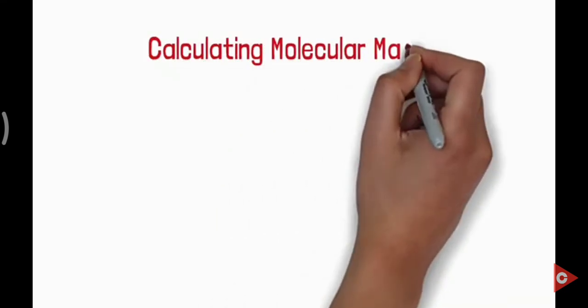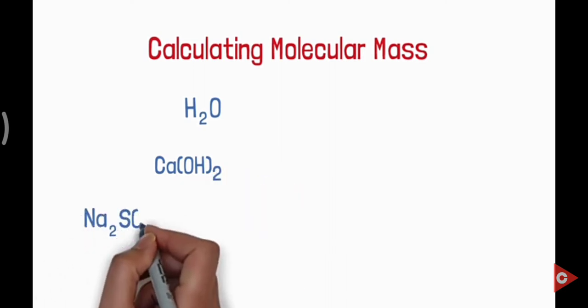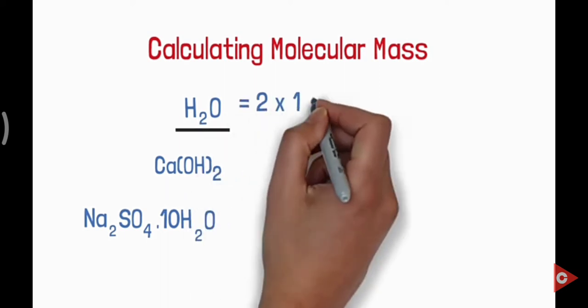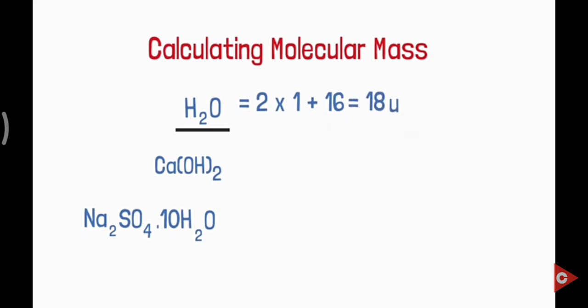Now the next thing is calculating molecular mass. Water, calcium hydroxide and Na2SO4·10H2O. अगर आप इन तीन मॉलिक्यूल का molecular mass निकाल सकते हैं, then you can calculate molecular mass of any type. Let's start with water. Molecular mass निकालने के लिए हमें इस मॉलिक्यूल में प्रेजेंट हर एटम के मास को ऐड करना पड़ेगा. हाइड्रोजन का एटॉमिक मास होता है 1 और ऑक्सीजन का एटॉमिक मास होता है 16. सो वाटर के केस में हमारे पास हैं 2 हाइड्रोजन और 1 ऑक्सीजन. सो वाटर का मॉलिक्यूलर मास होगा 2 × 1 + 16 एंड इट विल बी इक्वल टू 18. और क्योंकि यहाँ पे हम मॉलिक्यूलर मास की बात कर रहे हैं, सो वी विल राइट 18U.